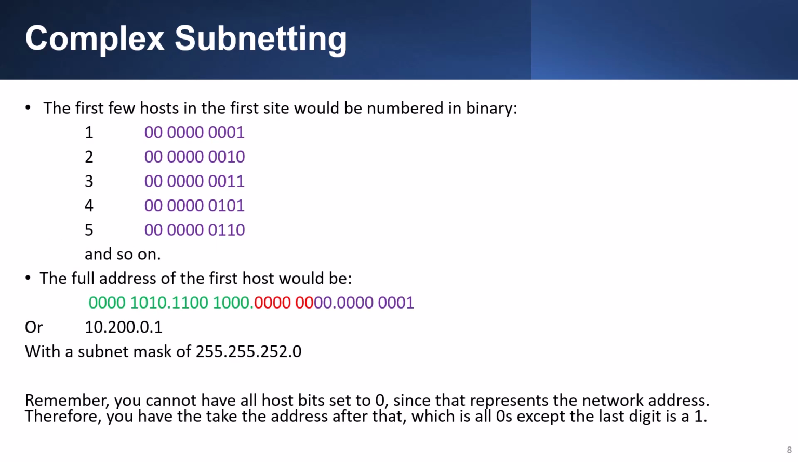The first few hosts in the first site will be numbered in binary as shown on the screen. The full address of the first host in binary is also shown on the screen, or 10.200.0.1 with a subnet mask of 255.255.252.0. Remember, you cannot have all host bits set to 0 since that represents the network address. Therefore, you have to take the address after that, which is all zeros except for the last digit, a 1.